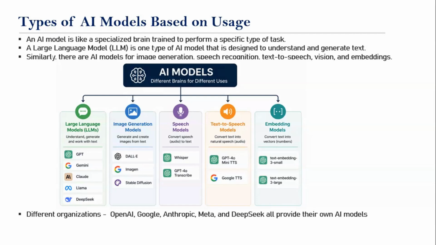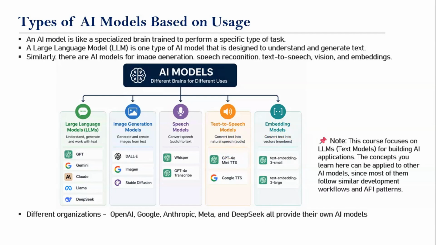So be clear, we have different organizations like OpenAI, Google, Anthropic, Meta, and DeepSeek. All provide their own AI models. Suppose we take, let's say, OpenAI: it provides large language models, image generation models, speech models, text to speech models, and embedding models.